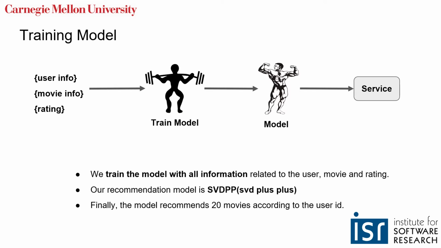We train the model with our information related to the user, movie, and rating. Our recommendation model is SVD++. Finally, the model recommends 20 movies according to the user ID. It is reflected to the Kafka data streaming interface so that we can check if the model works well.